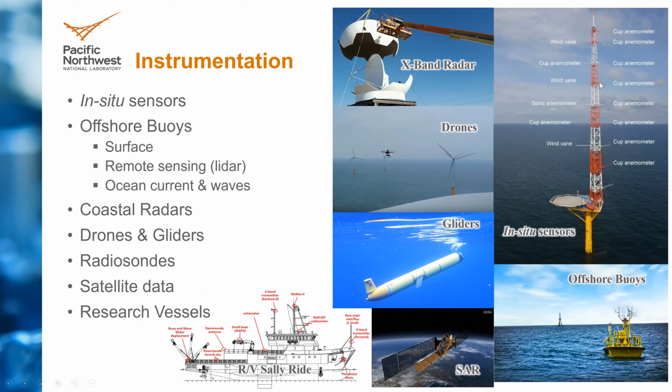This, of course, is extremely expensive. Depending on the water depth, it can go up to tens of millions of dollars to just put up an in situ mast. Then the other offshore instrumentation platform is the offshore buoy, which gives you a surface measurement, ocean currents, and remote sensing. These are an order of magnitude lower in cost than the in situ sensors and give you a lot more information, which comes in handy.